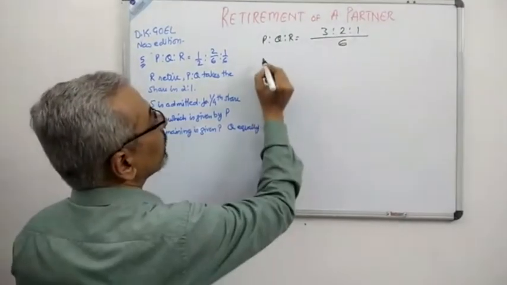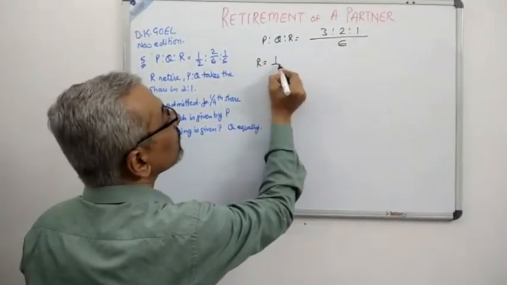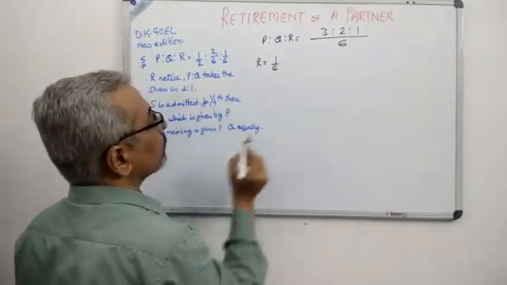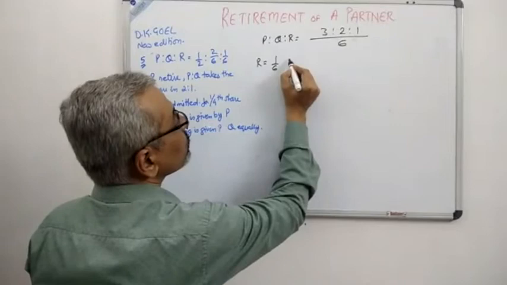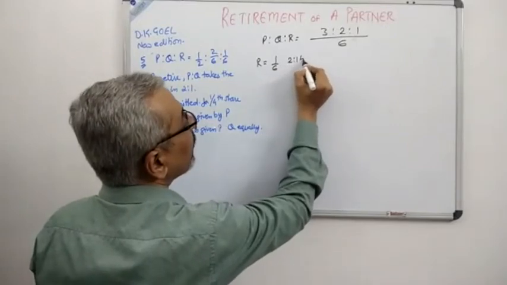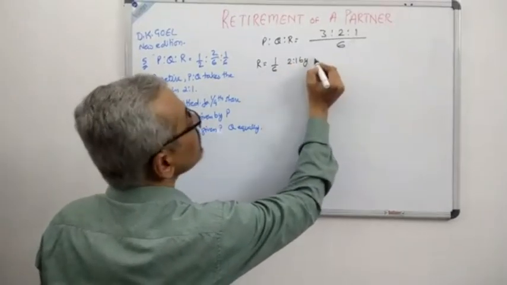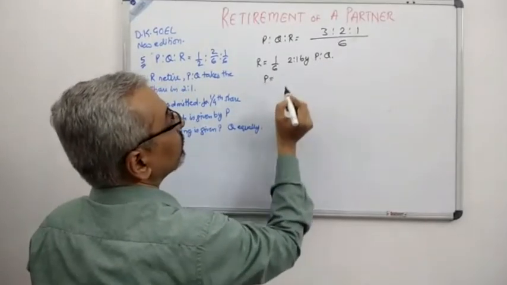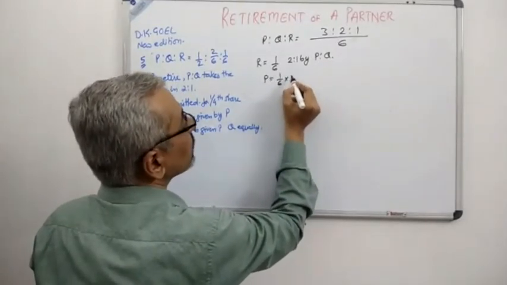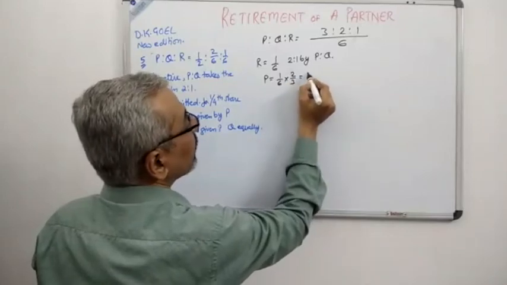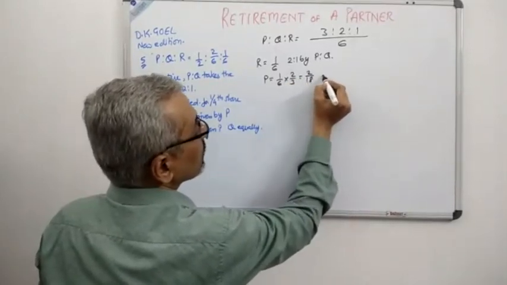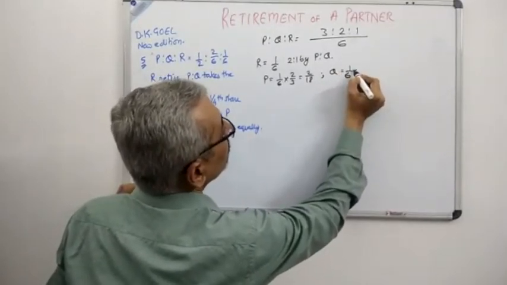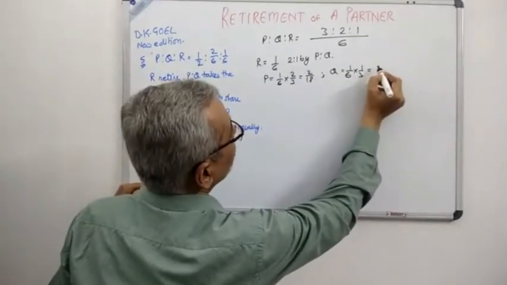Now who has retired? R has retired. What is R's share? 1 by 6, and it is taken in the ratio of 2:1 by the two partners P and Q. So how much has P taken? See very carefully. 1/6 into 2 by 3, that is 2 by 18. And how much has Q taken? That is 1/6 into 1 by 3, that is 1 by 18.